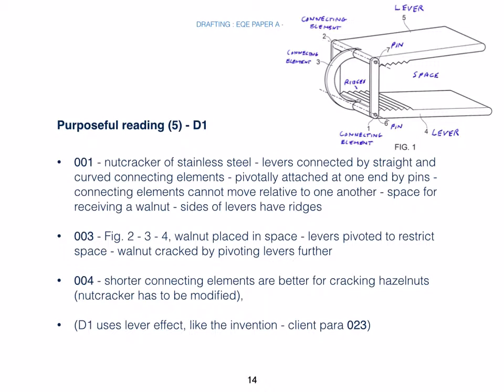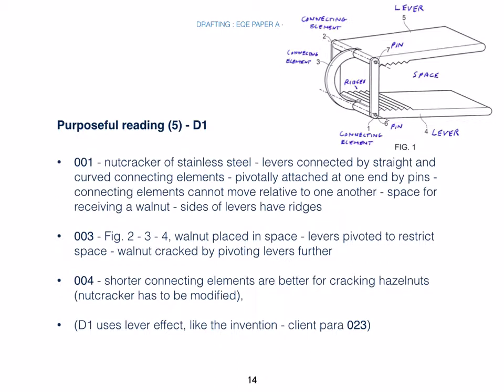Paragraph 1 of D1 says, this article describes a nutcracker made of stainless steel. Figure 1 shows a perspective view of the nutcracker. It has 2 elongate levers 4 and 5 that are connected to each other by 3 connecting elements 1, 2 and 3. The connecting elements 1 and 2 are straight. The connecting element 3 is arranged between the connecting elements 1 and 2 and is curved.